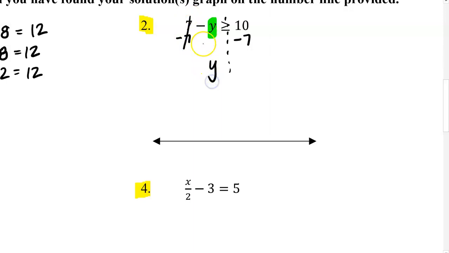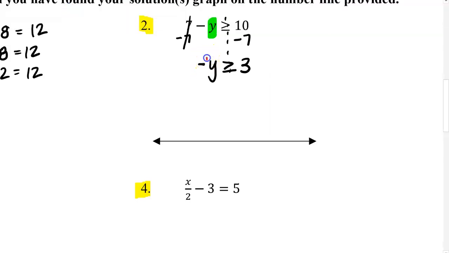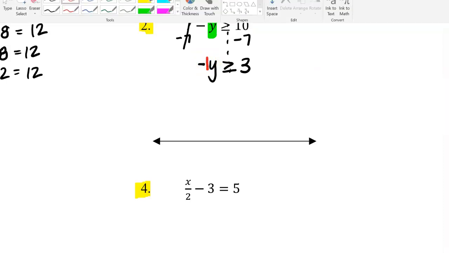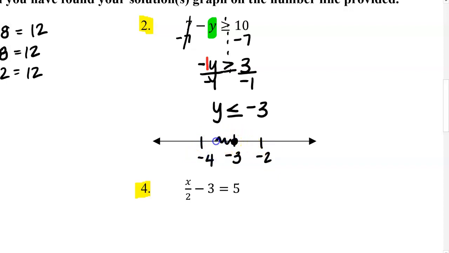When you bring the y down, we need to make sure that the negative sign comes with it. Always bring down the sign that's in front of that variable. Even though we don't see a coefficient on the y, we know that the negative sign is telling us that there's a negative 1 in front of the y. Negative 1 is being attached to the y by multiplication, so to undo the multiplication, we are going to divide by negative 1 on both sides. Recall that when you divide or multiply an inequality by a negative, you need to flip the sign. So we would go negative 3, close circle on negative 3, and we want everything that is less than negative 3.